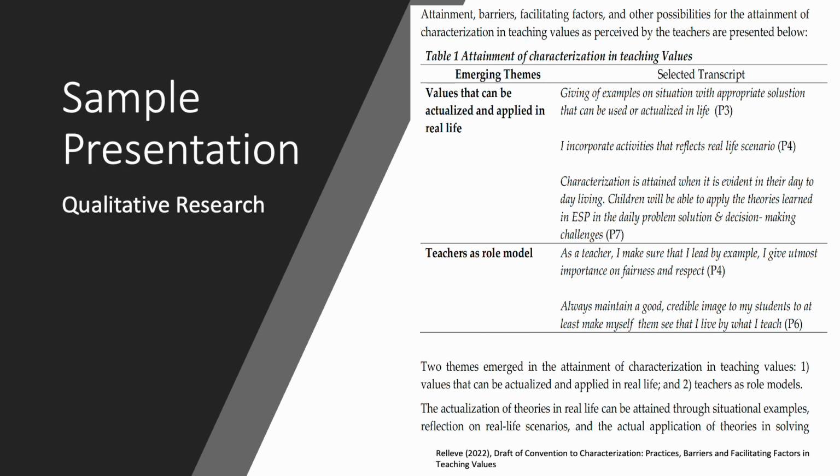Here, the emerging themes are presented and selected transcripts as well. The P3 there represents participant 3, participant 4, and then participant 7. That's the meaning of it. You could have it in your discussion as well, in the methodology, in the manner of presentation of your table.